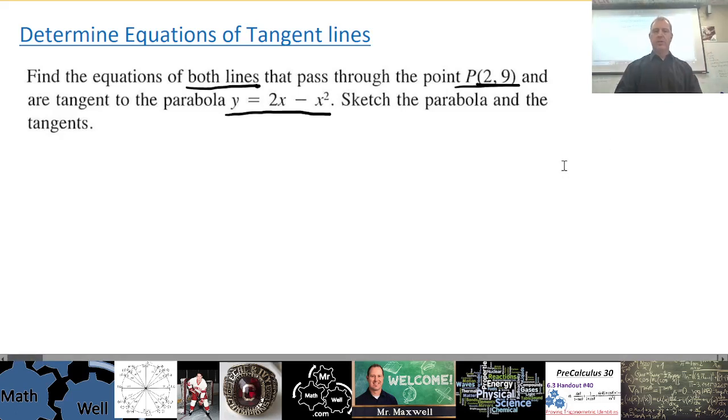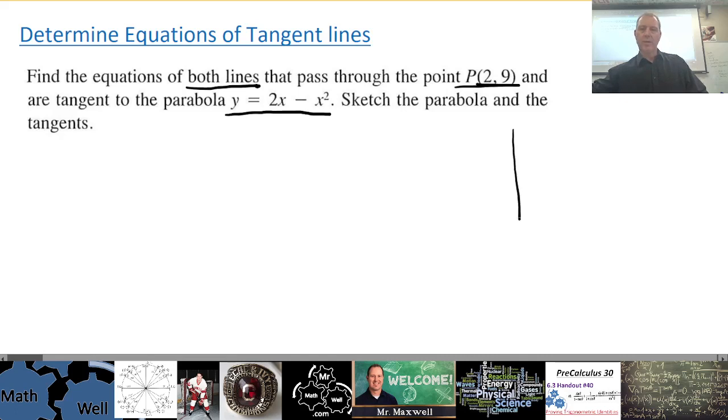Okay, so as I mentioned, this is a bit of a complex question. A good question for you to see and to understand. Now, it says sketch the parabola and the tangents. It might be a good idea to have in your mind what the situation looks like. This point right here, (2, 9), is not on this parabola. I know because 2 times 2 is 4, minus 4 is 0, not 9. So this is not on the parabola.